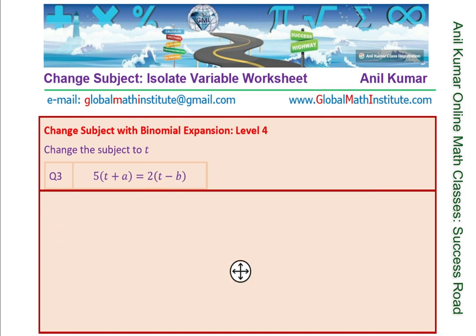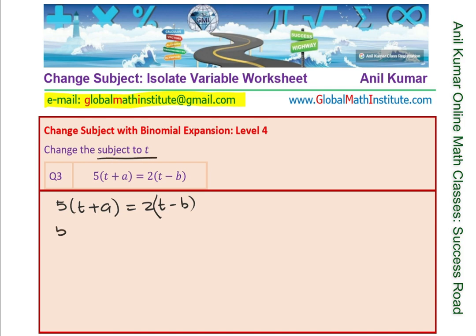Perfect. So here we have the next example before you. I'd like you to now pause the video and answer this question. Well, in case you want to learn directly from me, you can always send an email to the address given. So let's rewrite the question, which is 5 times t plus a plus 2 times t minus b, both in brackets. We need to change the subject to t.